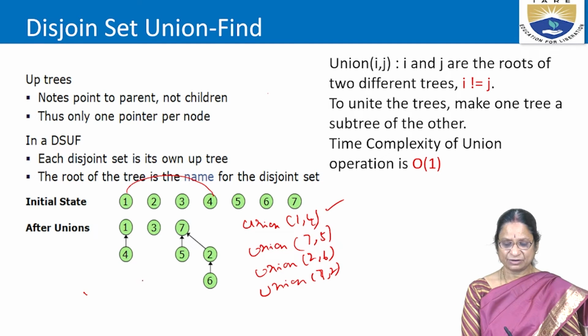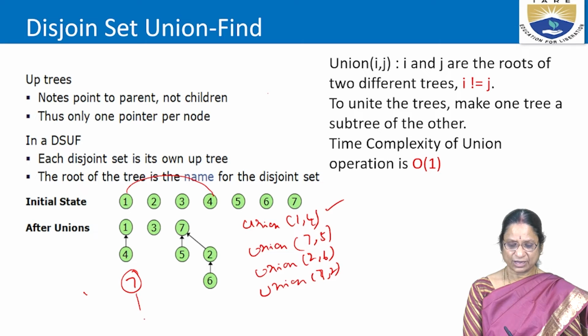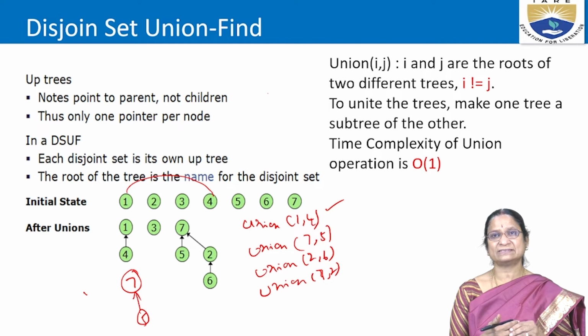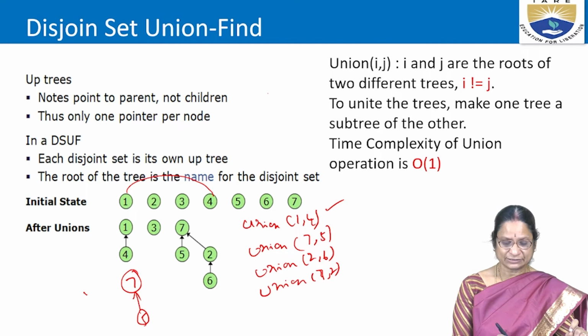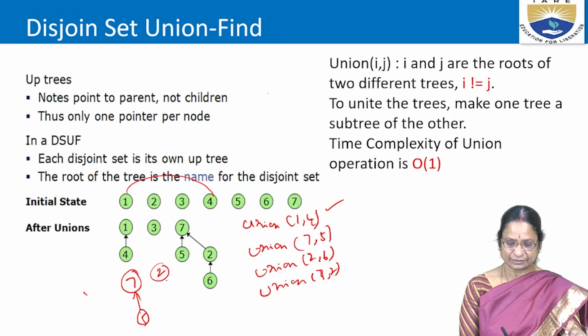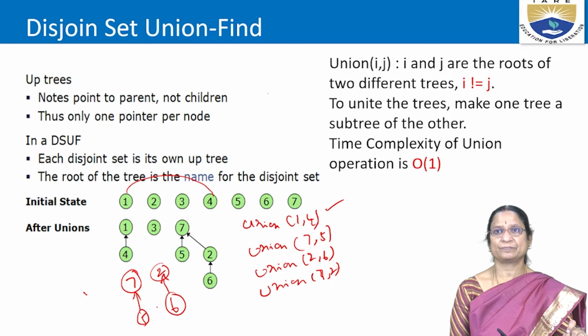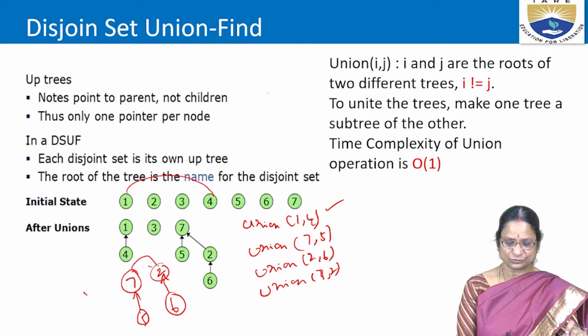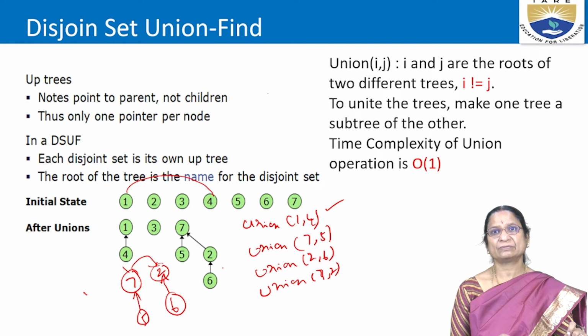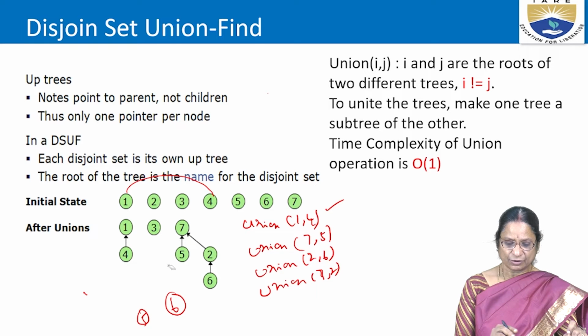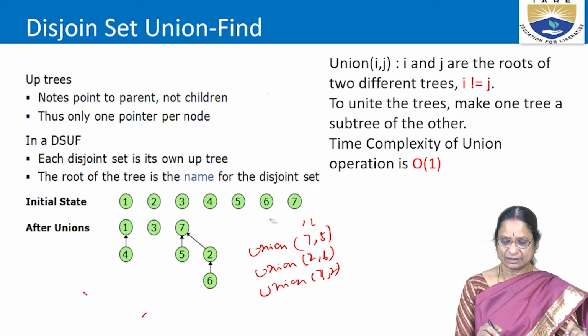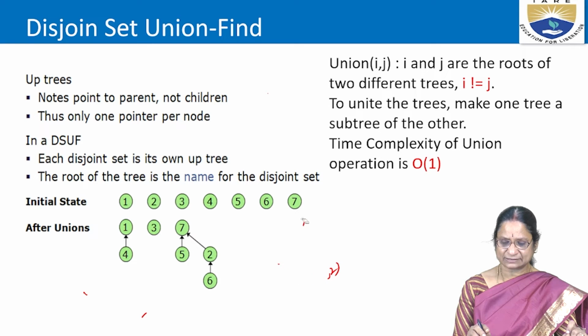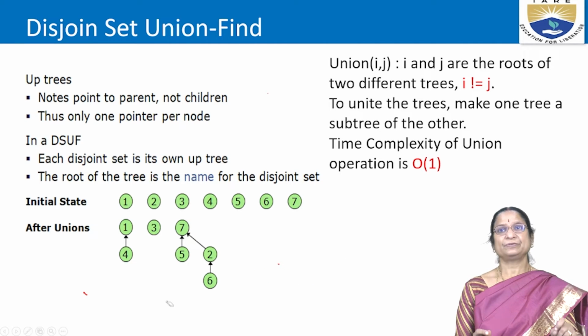Now 7, 5. 7, 5 means 5 is a subtree of 7. 7 is a parent. Next, 2, 6. 2 is a parent and 6 is a subtree of 2. This is another one. Then 7, 2. 7, 2 means these two must be unioned. We are adding this 2, 6 as one of the subtrees of 7. So a sequence of union operations will give us the process.